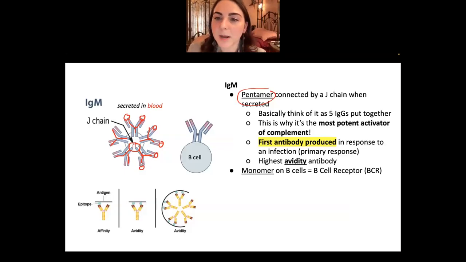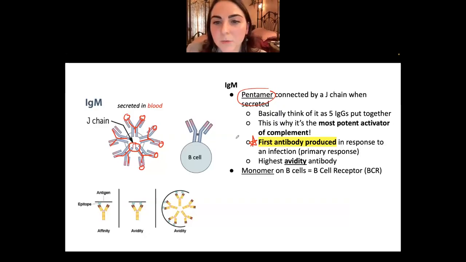And this is the first antibody produced in response to an infection. If you have COVID right now or an infection right now, you're going to have IgM. You won't have IgG, you'll have IgM because it's the first. So if you're trying to see if someone has an acute infection, you're going to test for IgM levels because it's the first one produced.